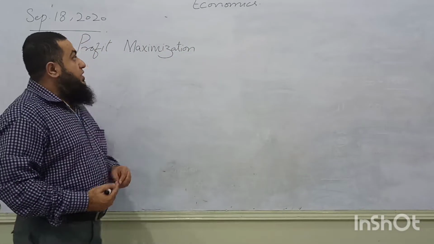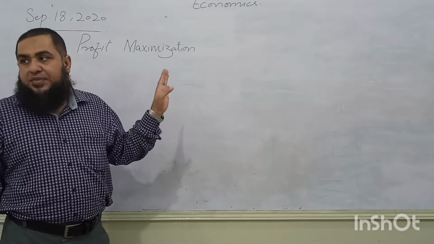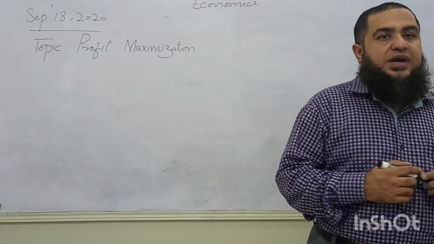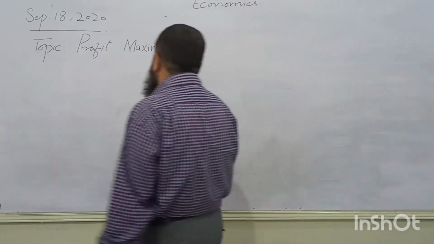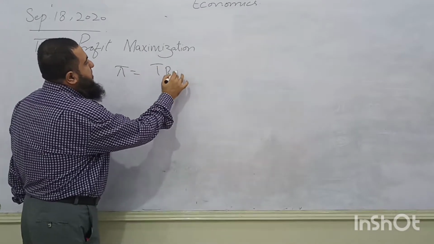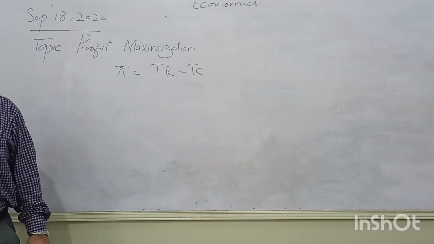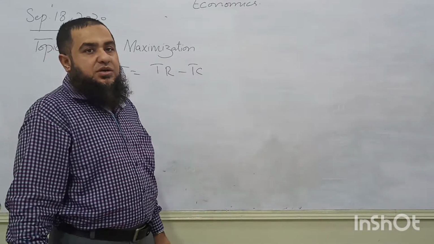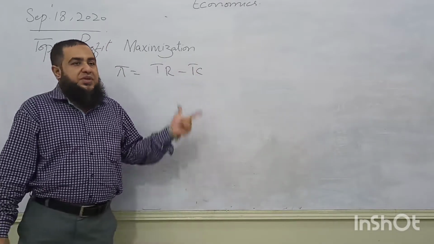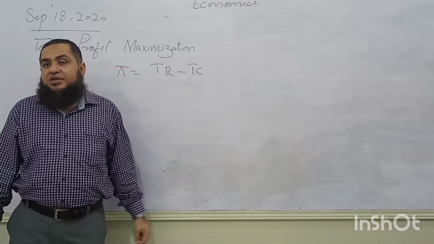Today we are going to cover profit maximization of a firm. Profit means what? This is the gap between total revenue and total cost. As we were talking about it yesterday, profit means the gap between total revenue and total cost. How can this gap be increased? There are two ways. Either we increase the revenue or decrease the cost of production. Then the gap, which is present in the form of profit, can be increased.